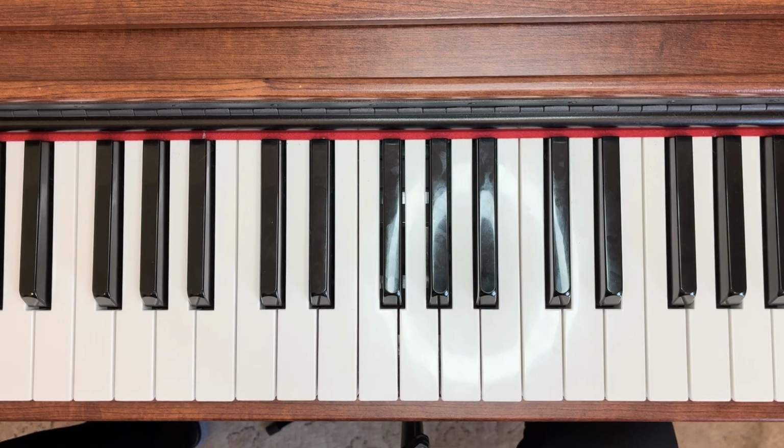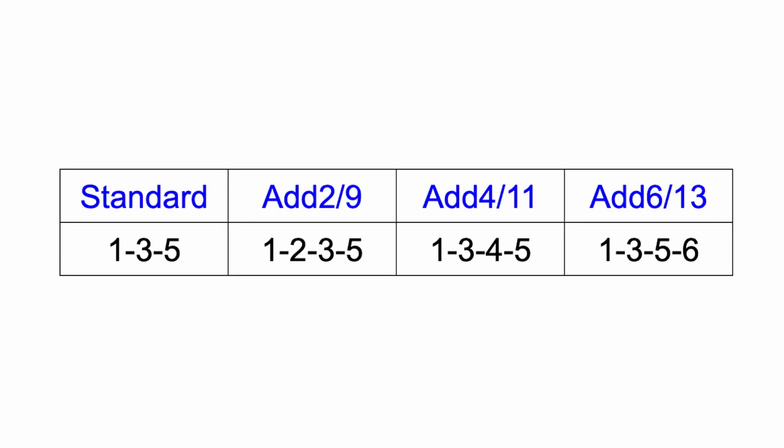So sus chords are pretty similar to add chords. Sus chords usually take away one of the 1-3-5 notes, usually swapping the 3 for a 2 or 4. But add chords keep the 1-3-5 and just add one extra on top of it. So we'll look at this to help visualize it.